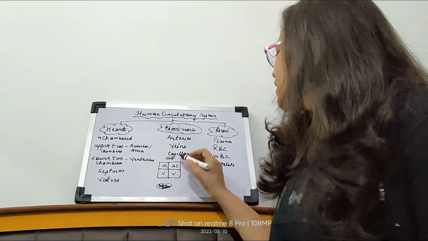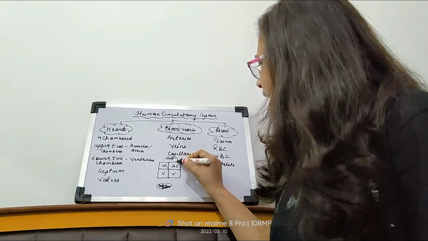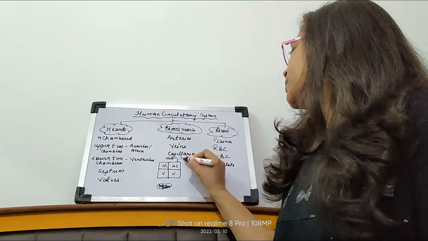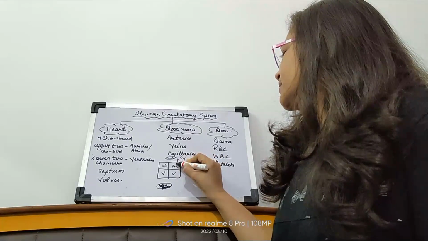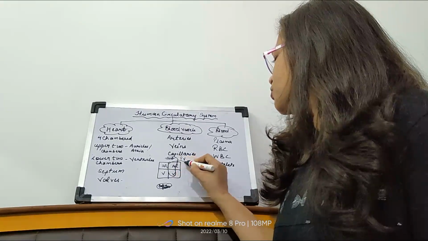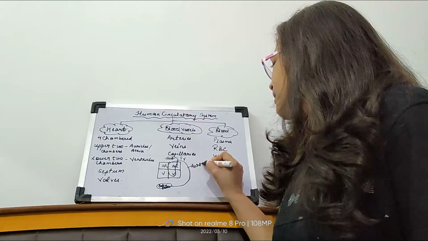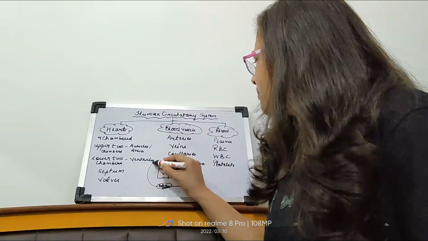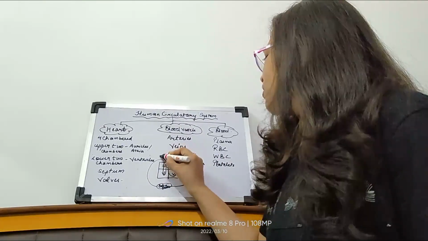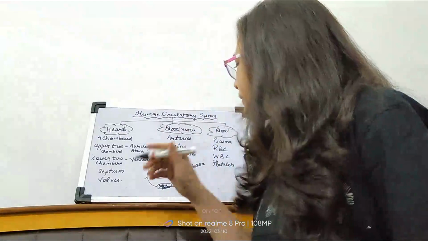Now the blood is carried from the lungs to the heart by the pulmonary vein. It comes to the auricle, then goes to the ventricle, then from the ventricle it goes through the aorta to the body parts. This is the aorta. From the body, the blood again goes to the auricle, to the ventricle, and then goes back through the pulmonary artery to the lungs. This is the vena cava.